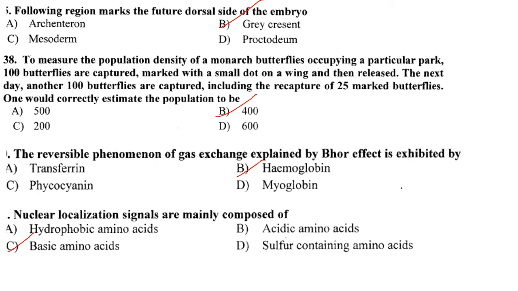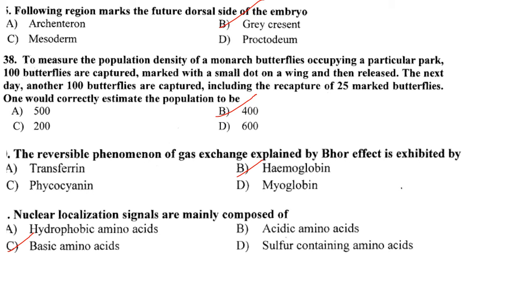Now, next one. To measure the population density of monarch butterflies occupying a particular park, 100 butterflies were captured, marked with a small dot on a wing and then released. The next day, another 100 butterflies were captured, including the recapture of 25 marked butterflies. One could correctly estimate the population to be.